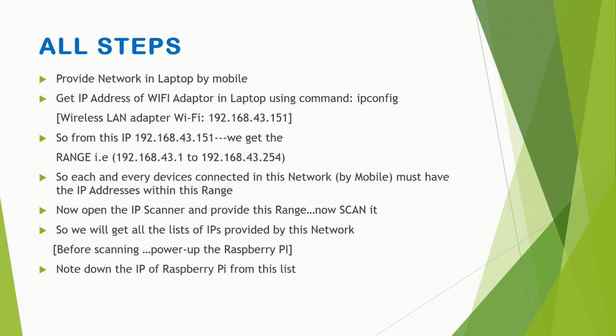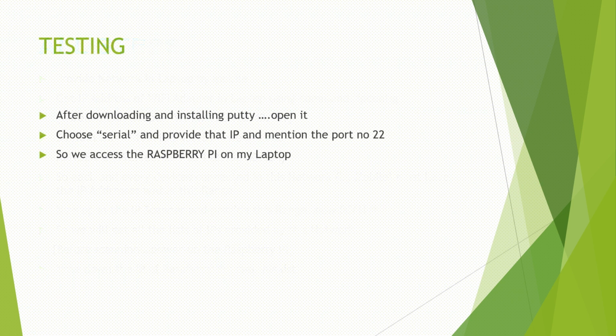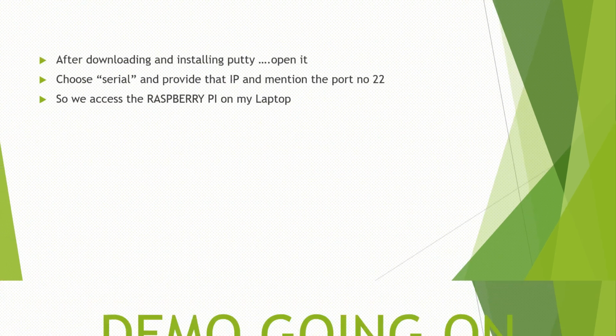Note down the IP of the Raspberry Pi from this list, and we will use it in PuTTY. In the testing, after downloading and installing PuTTY, open it, then choose SSH and provide that actual IP address there, and for the port number I mention 22. Then we will be able to access the Raspberry Pi on my laptop, on my Windows 10. Okay, so these are the steps.